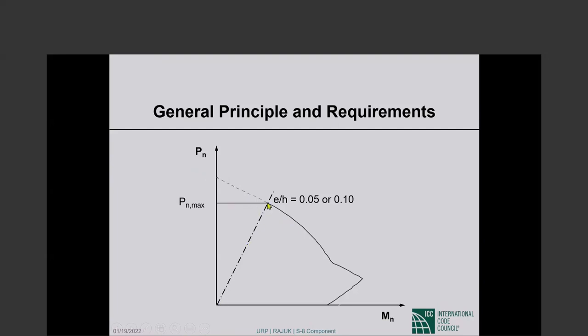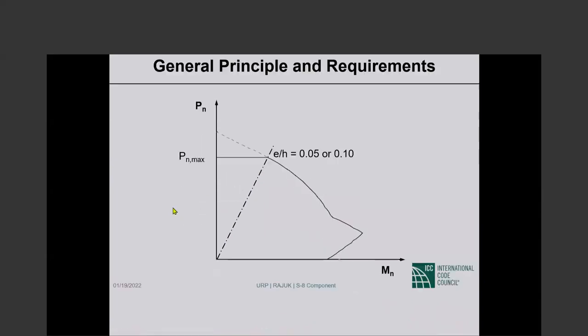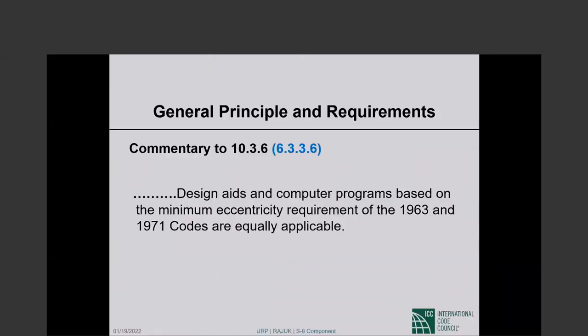This is eccentricity of 5% or 10% of H. Now, if the load is applied at an eccentricity, that amounts to a moment applied to the column, so instead of being here, we'll be here on the interaction diagram, and the axial load carrying capacity will go down. This is why the 0.85 or 0.80.